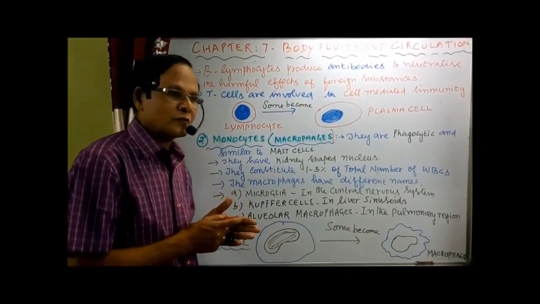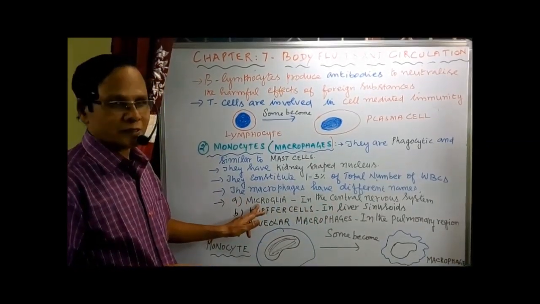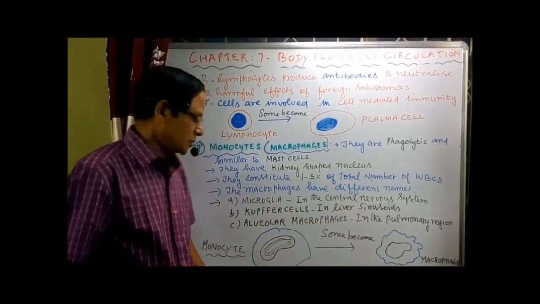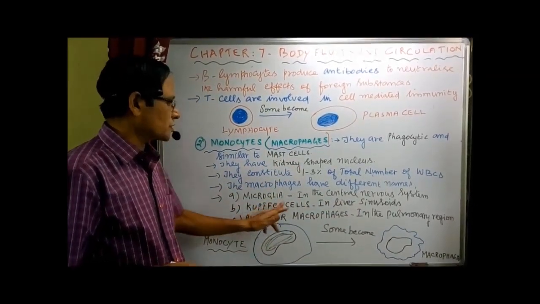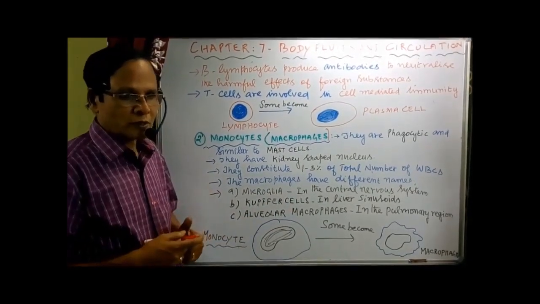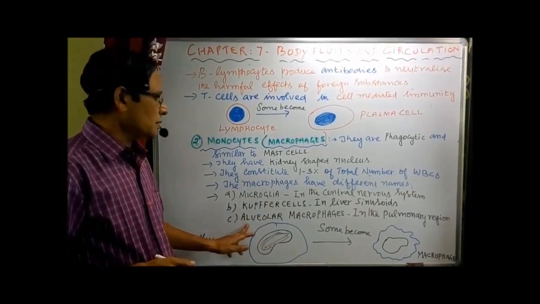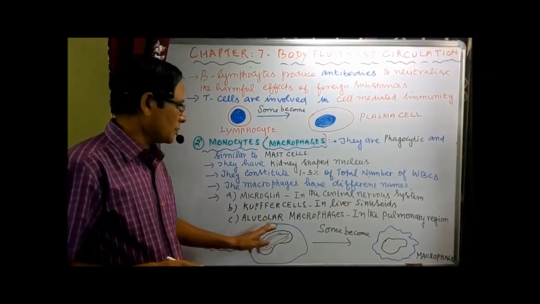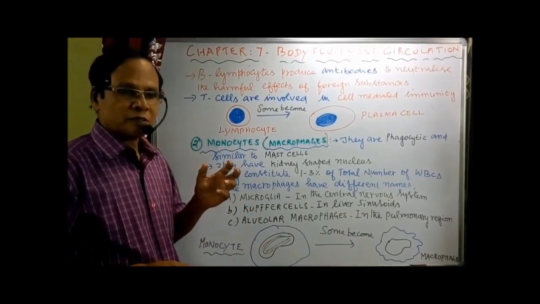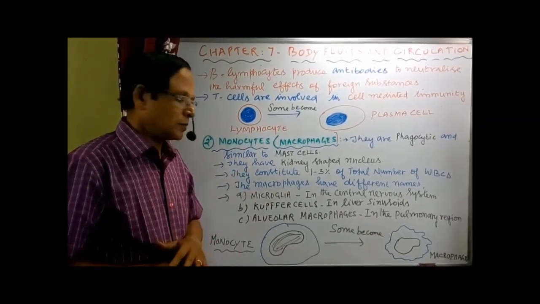Now the macrophages have different names in different places. In the central nervous system, they are called microglial cells, phagocytic in function. In the liver sinusoids, the cavities, the spaces, they are called Kupffer cells, concerned with the phagocytic function, swallowing and degrading. Then in the pulmonary region, they are called alveolar macrophages. So different names in different places, wandering here and there in order to capture the bacteria and other debris.